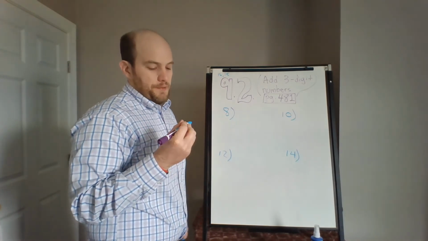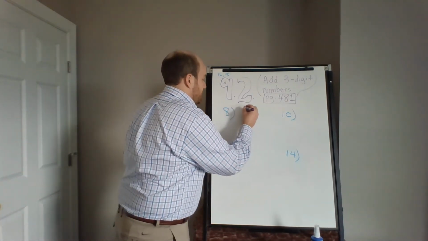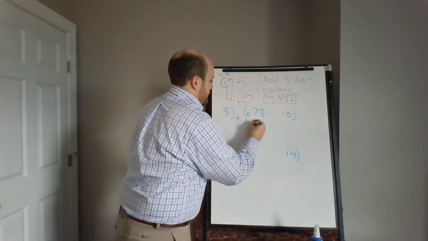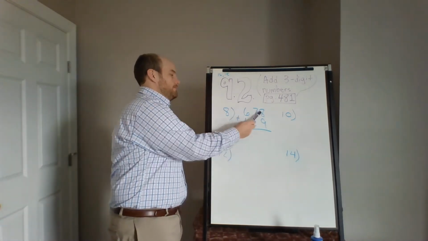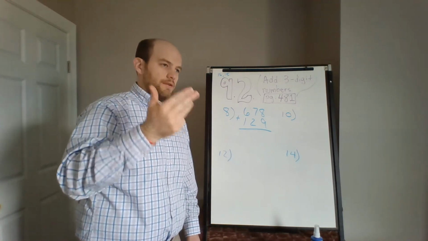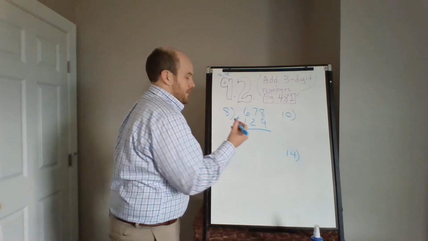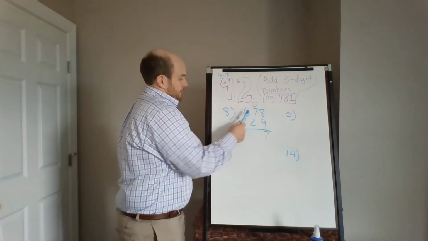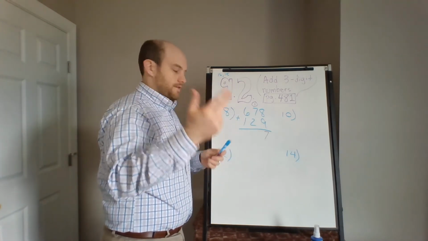Here we go, my friends. Number 8 is going to be 678 plus 129. Let's solve it. 9 plus 8. 9, 10, 11, 12, 13, 14, 15, 16, 17. That's why they have that 7 down there. And then we carry the 1. 7 plus 2. 7, 8, 9, plus the 1, 10.